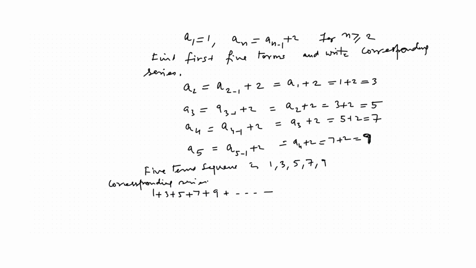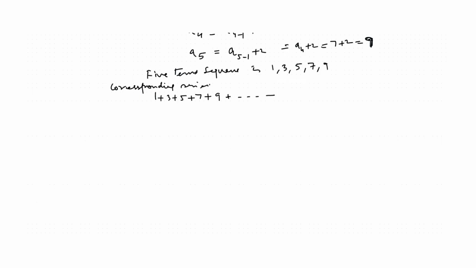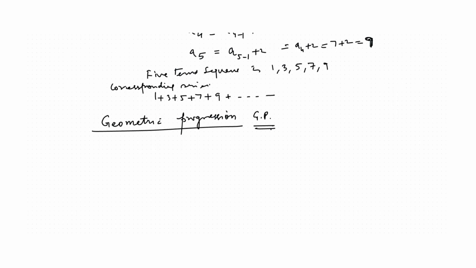Let us now understand another series, what is called a geometric progression, or we call it GP. So how does this GP look like? Let's write down the various terms. Let's say it is A1, A2, A3, A4, and so on.